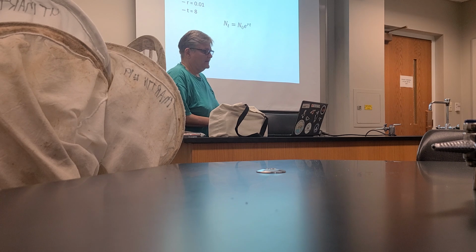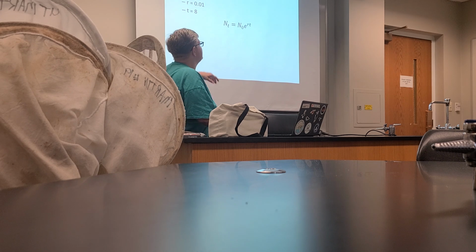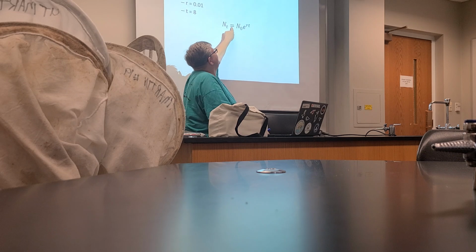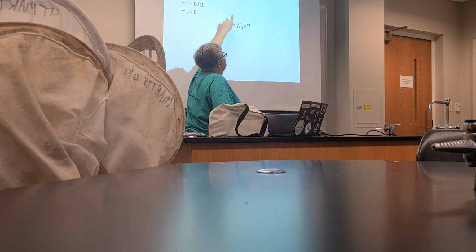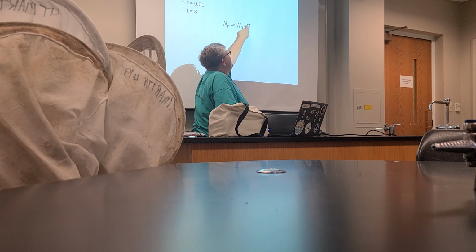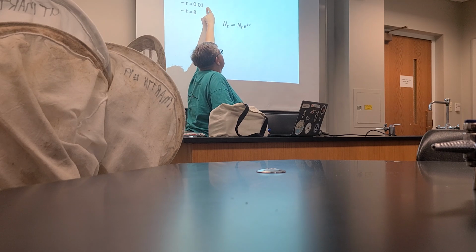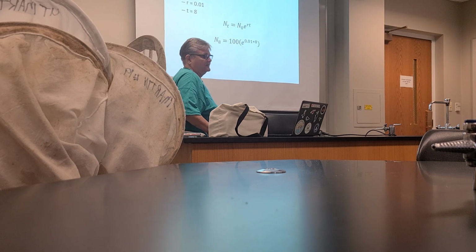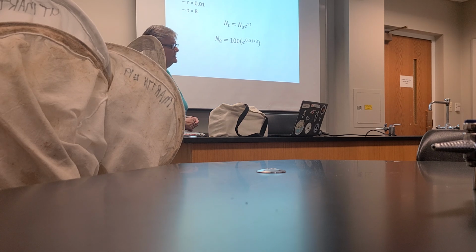So we're solving for N8. We're going to use this formula. And so it's going to become N8 equals 100 e to the 0.01 times 8. E is the inverse of the natural log, so it stays put. R is 0.01, and T is 8. So it becomes this.